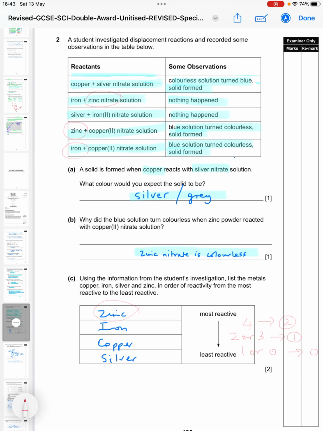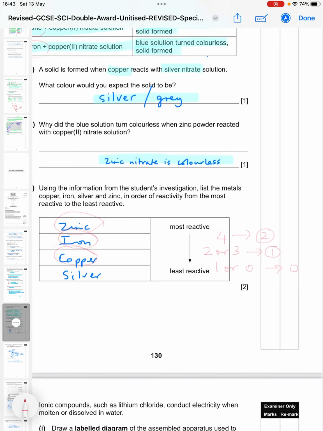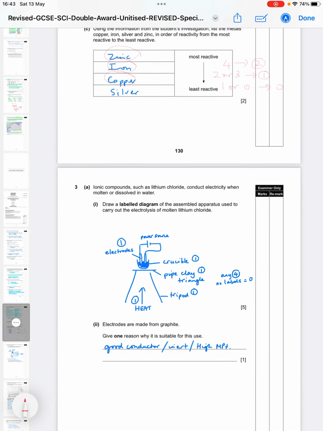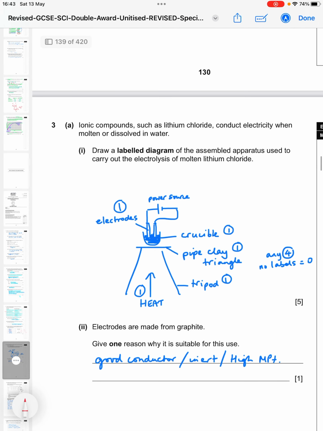Iron is also able to displace the copper, so it is more reactive than copper, but not as reactive as the zinc, as we saw in this reaction, because it couldn't displace it there. So zinc, then iron, then copper, and bottom of the heap is silver, which is displaced by pretty much everything. Where that was marked, if all four were right, you got 2 marks. If you had 2 or 3 right, you only got 1. And if you had just 1 or none right, you got 0 marks.